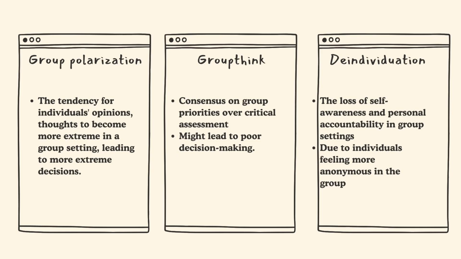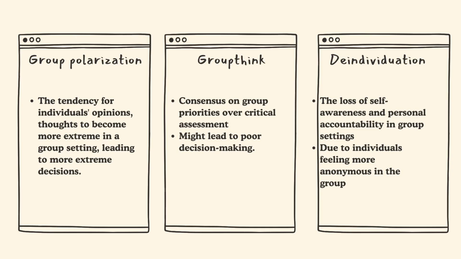Group polarization is the tendency for individuals' opinions and thoughts to become more extreme in a group setting, leading to more extreme decisions. For example, you are in a group with a lot of people who agree with you or have the same political beliefs. After a whole day of conversation, at the end of the day, you might think that the people who believe in the opposite political group are so stupid. Like, why are people even believing that? This is because of group polarization. The people around you who share the same belief will brainwash you and make you have more extreme decisions or opinions.